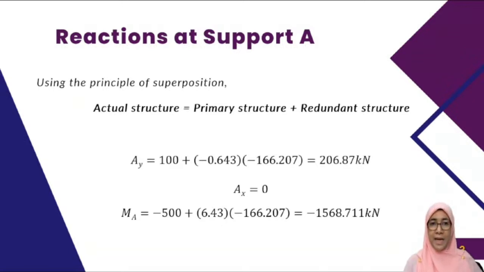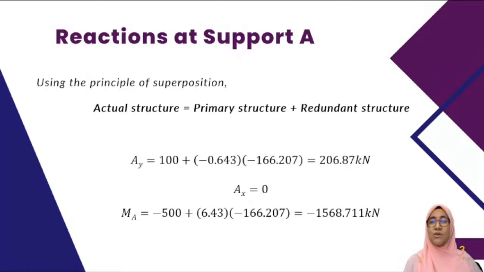And the moment at A in the actual structure equals negative 500 plus 6.43. Negative 500 is the moment in the primary structure, and 6.43 is the moment in the redundant structure. And remember, in the redundant structure, we have to multiply by FBC, the redundant. So the moment at A in the actual structure is equal to negative 1568.711. Okay, so that is how we analyze a composite structure.